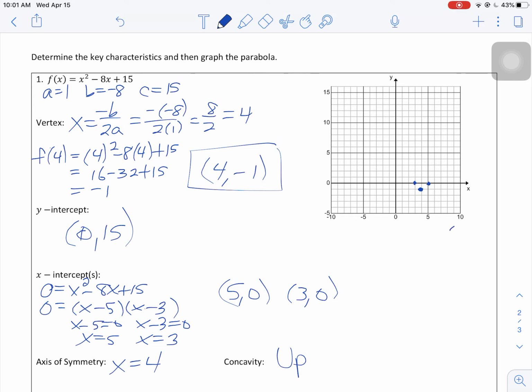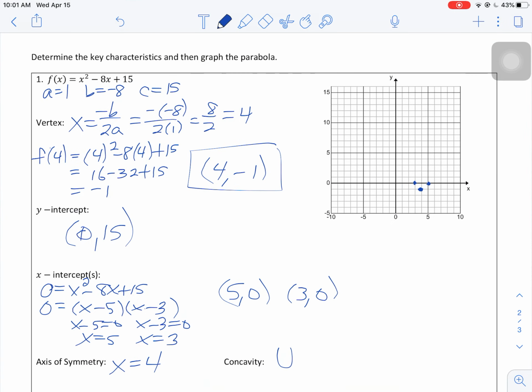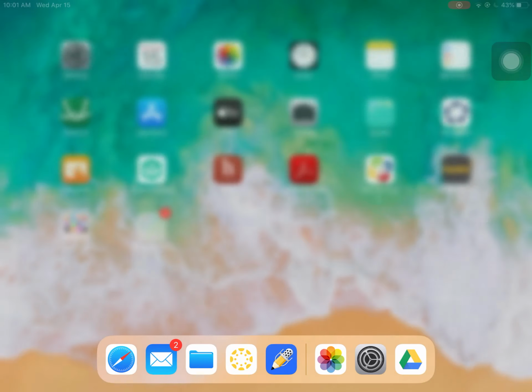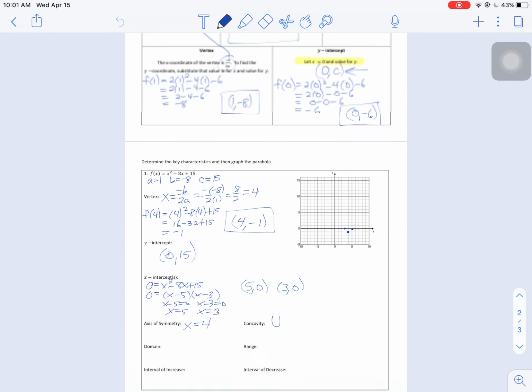Uh-oh. I'm frozen. Hold on. Let me exit out of this and see if I can get unfrozen here. I'm still frozen. Hold on. Hopefully this will work. I don't want to be frozen.